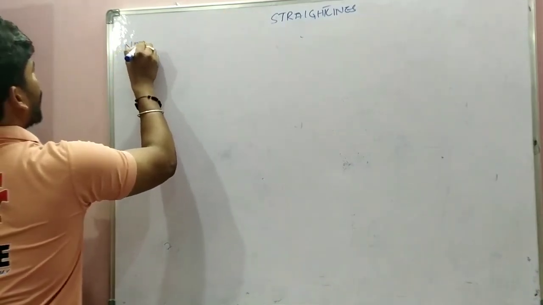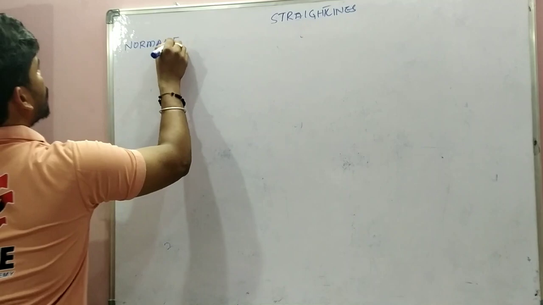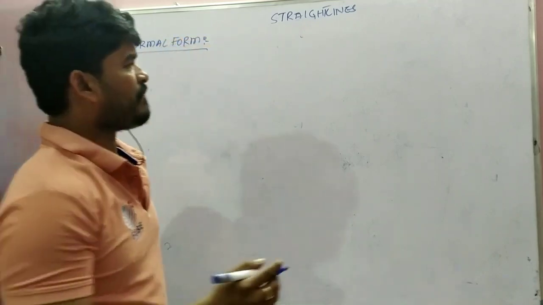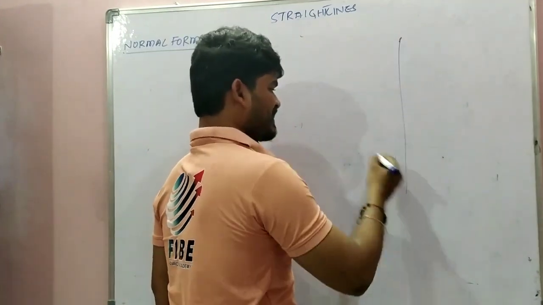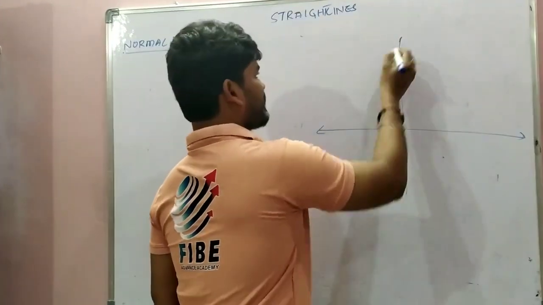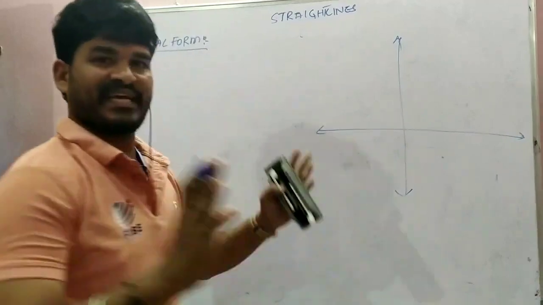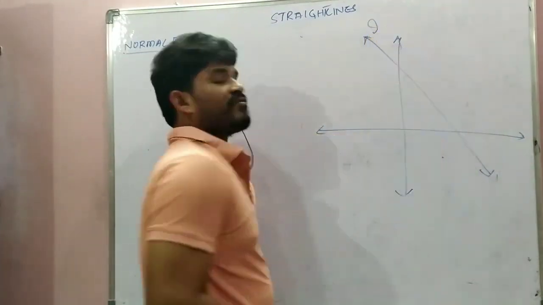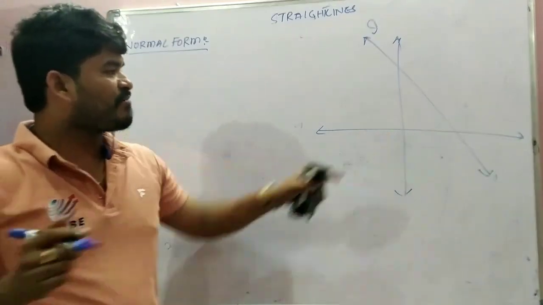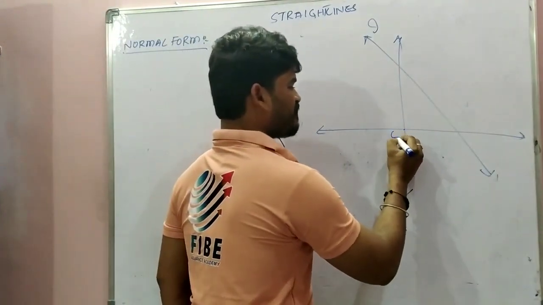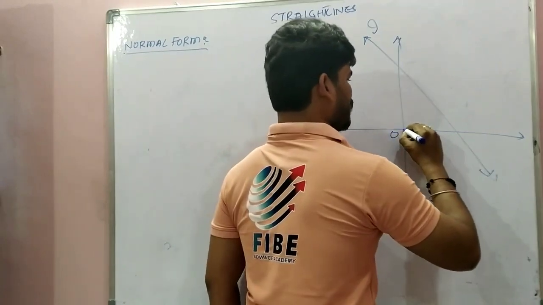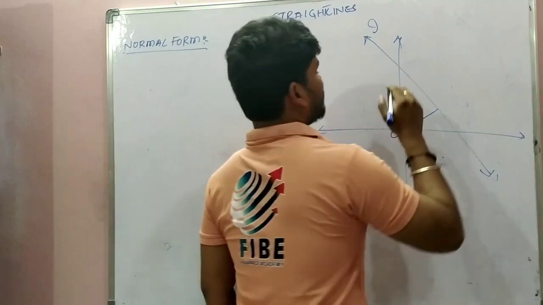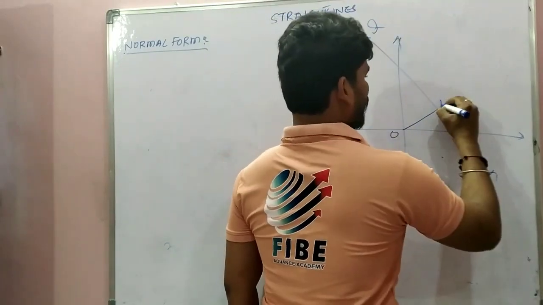Normal form. What is the normal form? We take the x, y axes here. One straight line is drawn like here. From the origin, we draw a line, the foot of the perpendicular on the straight line. On the straight line, this point is N.